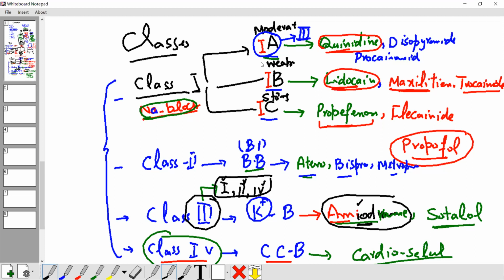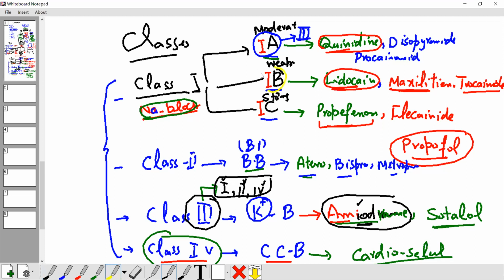Class 1A has the ability to block the potassium channel. So write this sentence: class 1A belongs to sodium blockers and also has the ability to block the potassium channel. So it means class 1A also acts like class 3. Clear? Okay, next one. Come to B.